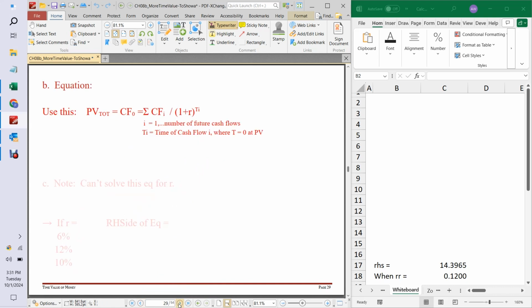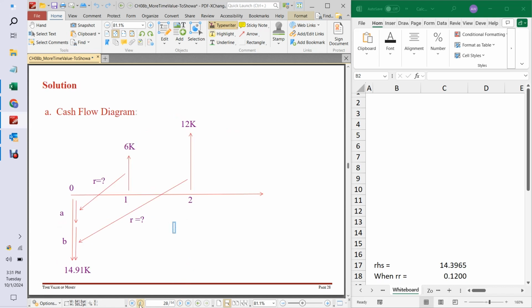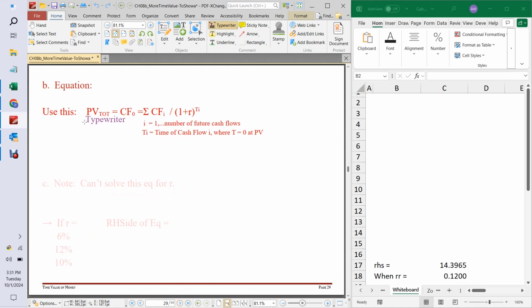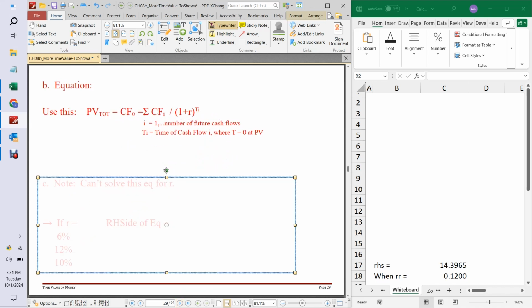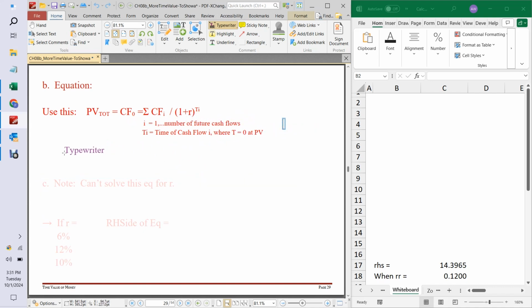Let's see if we can move on now. So now what we want is an equation that we can use as a start point for solving for R. As we saw in the problem statement and the cash flow diagram, everything is known except R here. So we're going to use our fundamental discounting equation here, and we'll go ahead and expand that out, writing in everything we know, and hopefully everything but R is going to be there.